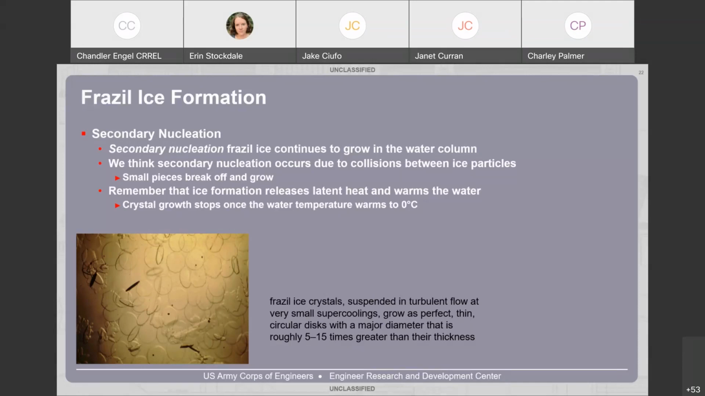So if you recall from a few slides ago, we talked a little bit about latent heat. That's the energy that's exchanged during the phase change. So when Frazil Ice forms through secondary nucleation, water getting converted into ice, that water releases latent heat, effectively warming the water. So when the water reaches 0 degrees C from added heat, the crystal growth stops. So you can see that ice formation can be somewhat self-modulating because all of this is happening in the window between 0 and 0.1 degrees below 0.